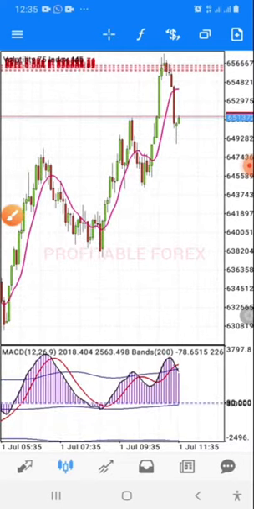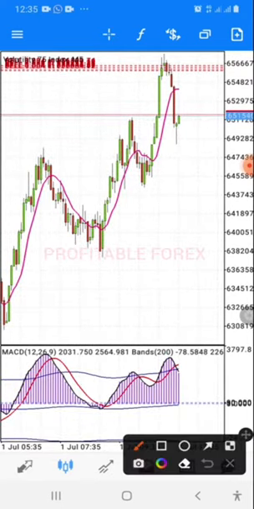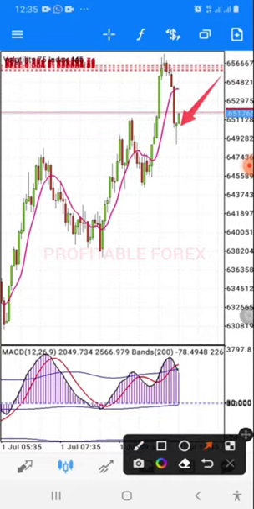Then secondly, I told you it's going to reverse. You can see it's reversing. It's currently reversing, but it's going to go down also. Okay, but at that stage you can get off the market. You can take a profit and get off the market if you're trading on a small account. Okay, so you don't incur losses.